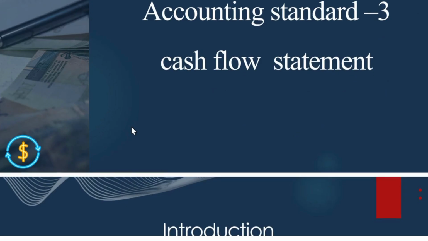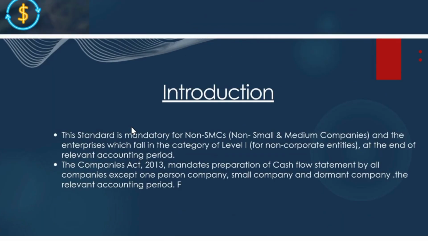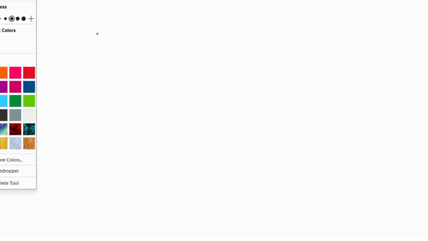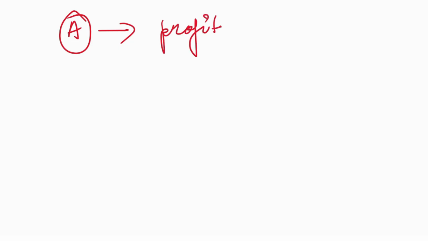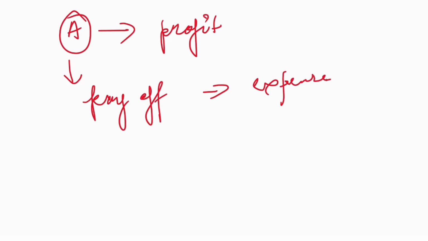Okay, let's begin with AS3 cash flow statement. Before moving to AS3, let me just ask you a question. You have to answer that question. If I say that a company is earning a good amount of profit, for example, we have company A. This company A earns a good amount of profit, but still is not able to pay off its expenses. Do you think it's possible? You have to answer the question. Do you think it's possible? For a normal person, it might feel like it's impossible if a company is earning a profit and still not able to pay off its expenses, right?